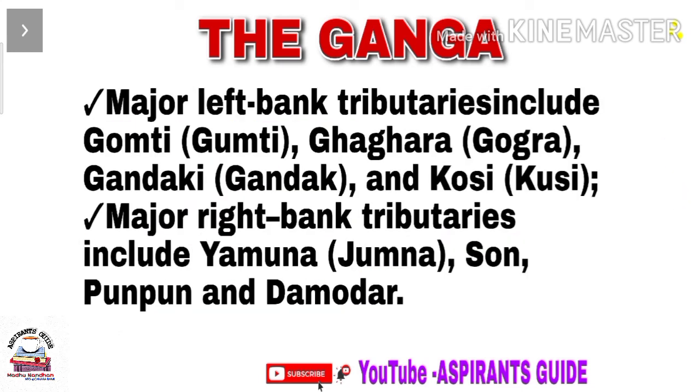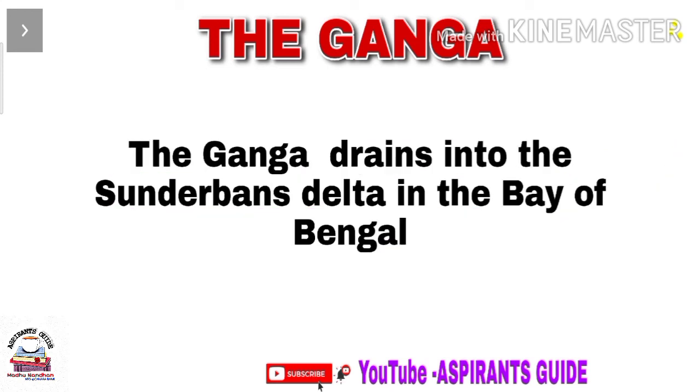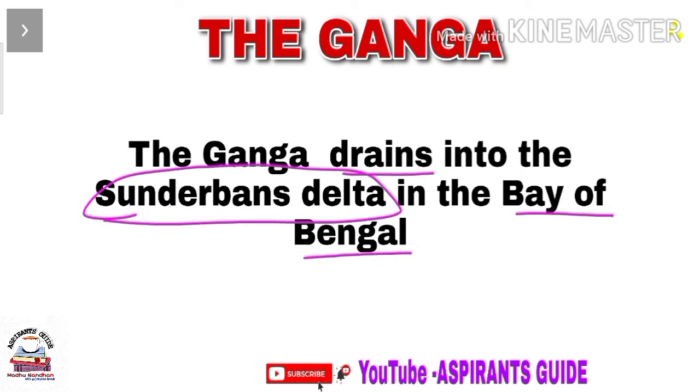The major left bank tributaries of the river Ganga are Gomti or Gumti, Ghaghara or Gagra, Gandaki or Gandak and Kosi or Kusi, whereas the major right bank tributaries are Yamuna or Jamuna, Son, Punpun and Damodar. And the river Ganga finally drains into the Sundarban Delta region in the Bay of Bengal. This is in brief about river Ganga, and in upcoming videos we will see the full details.